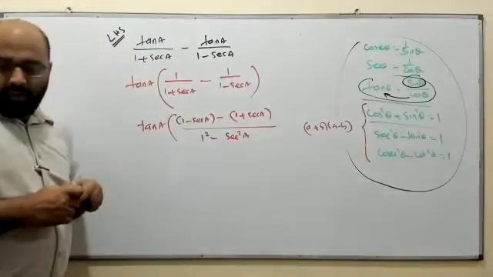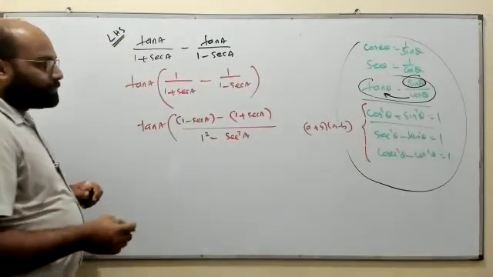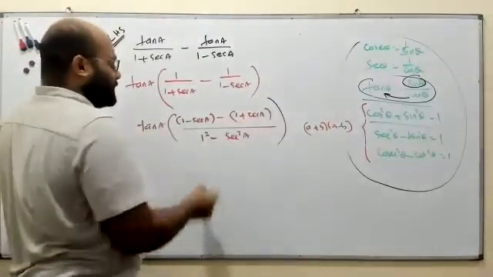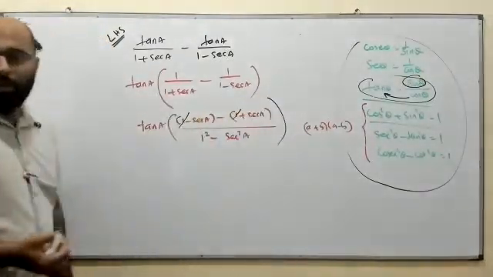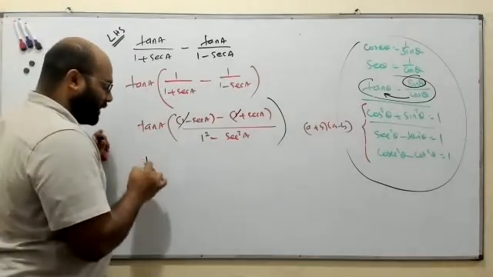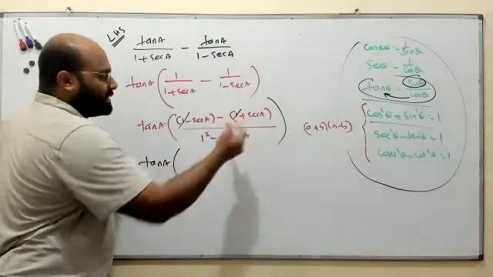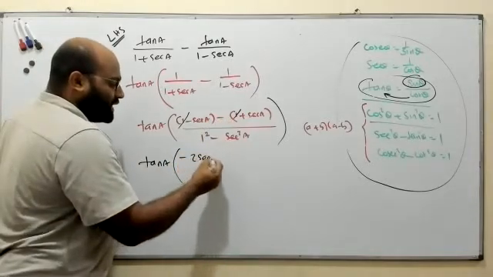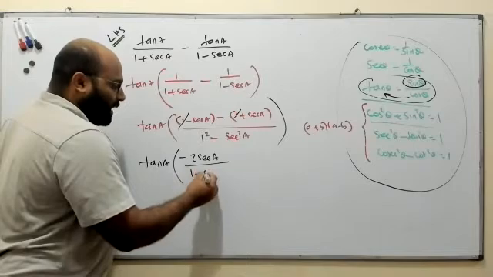Now, if you are closely watching this one, you can see some cancellation possibility. This and this I cut. Just observe what I'm doing. After that, tan you cannot cut, cosec you cannot cut. Tan A into minus 2 cosec A will be minus 2 cosec A divided by 1 minus cosec square.